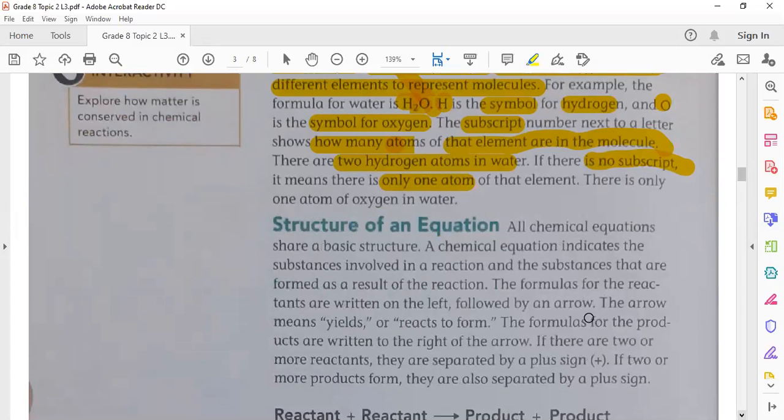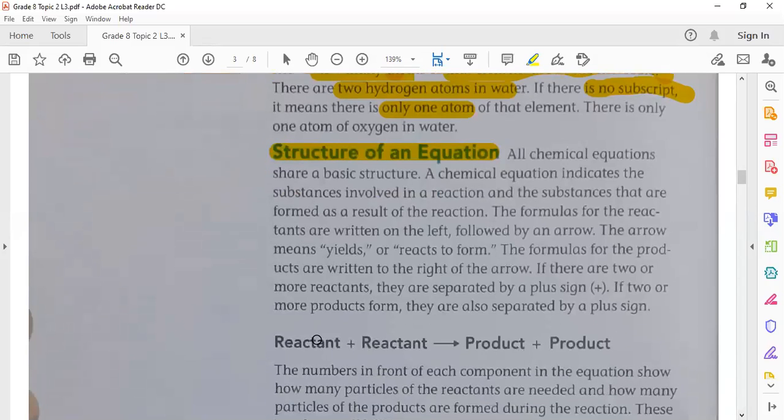Structure of the equation. What is the chemical equation? The composition or the structure of the chemical equation is written like this: reactant and reactant. If there are 2 reactants, you put the first reactant, then plus the second reactant. If there is a third reactant, also you put plus and add its chemical formula.